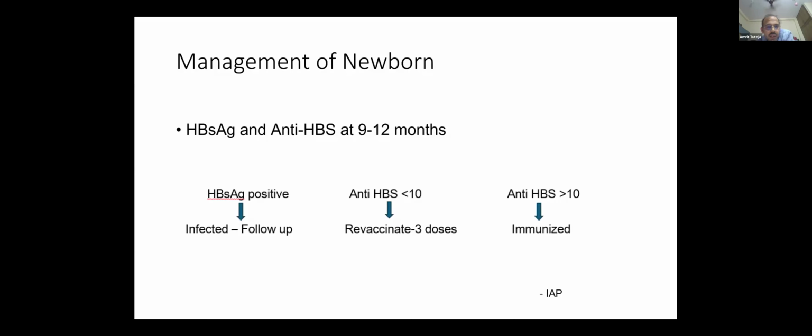The management correctly answered, 9 to 12 months. We have to investigate HBsAg and antibodies. If HBsAg is positive, then that baby is infected, and then we have to follow up. If HBsAg is negative and antibody titer is less than 10, that means the baby is not infected, but the antibody titers are low, so we have to revaccinate with the 3 doses. And if antibody titer is more than 10, then that baby is immunized, nothing has to be done.